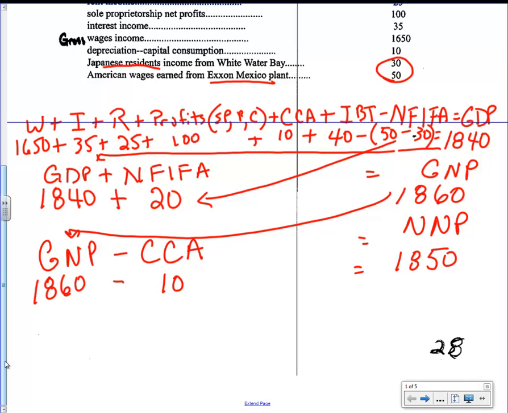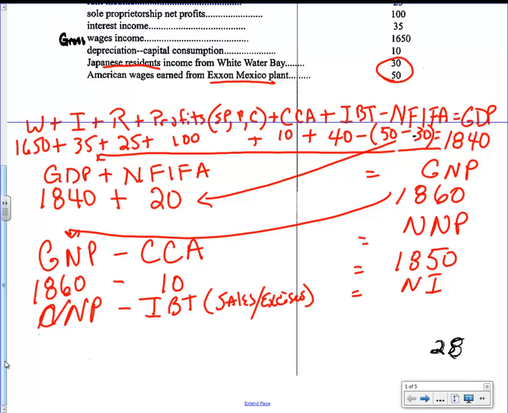Our next item is going to be national income. So to find our national income, we're going to take our net national product and we're going to back out our indirect business taxes. Now these are sales and excise taxes, and that will give us national income. So we're going to take this $1,850. We're going to back out the indirect business taxes of $40, and that will give us $1,810.